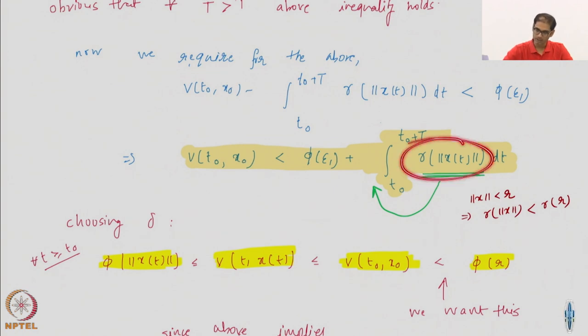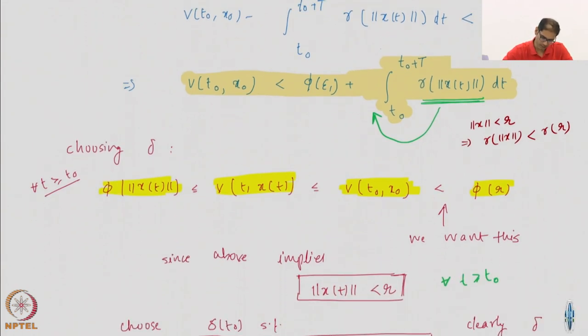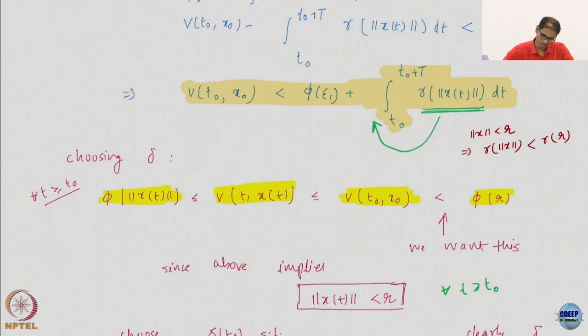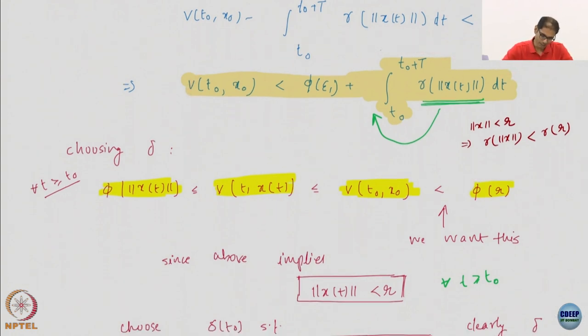This is a class K function. Therefore, this has to be less than gamma of R, just by monotonicity. So I can pull this term out. We'll use this later on, don't worry about it. We are not using it immediately. This was just an aside, a fact that we are going to use very soon. Let's go to how to choose the delta.